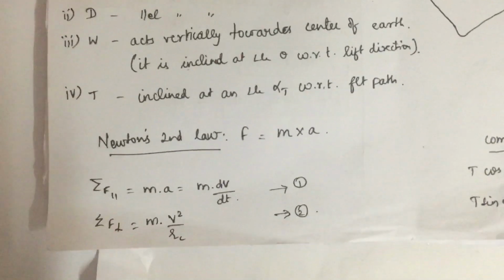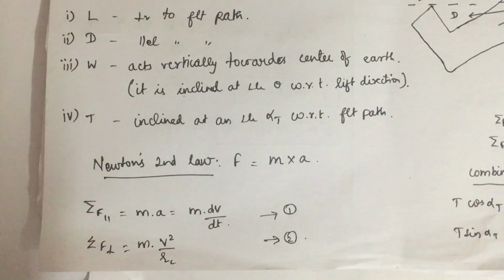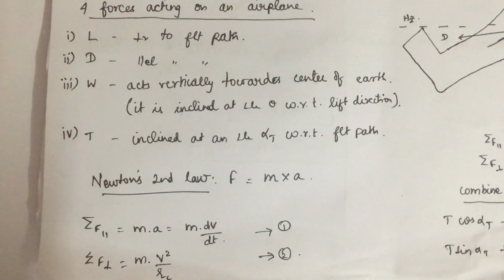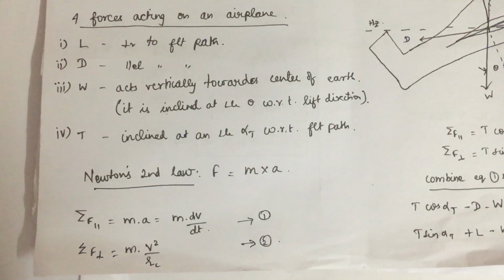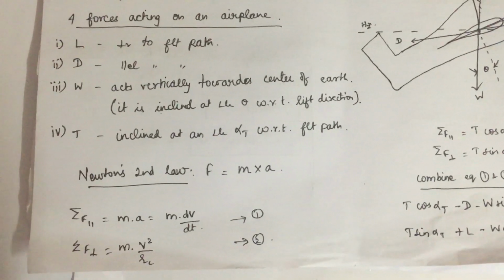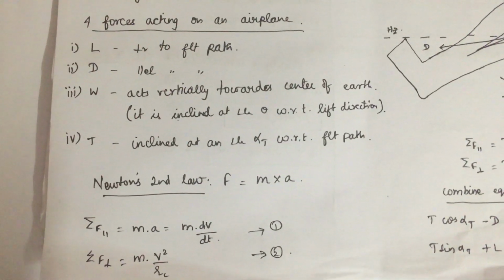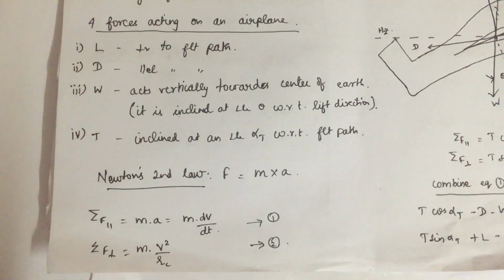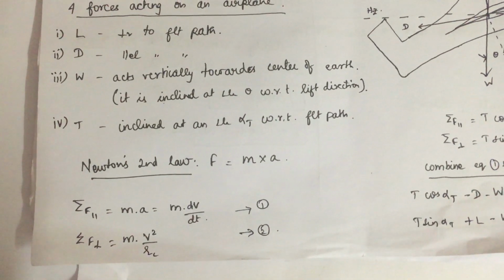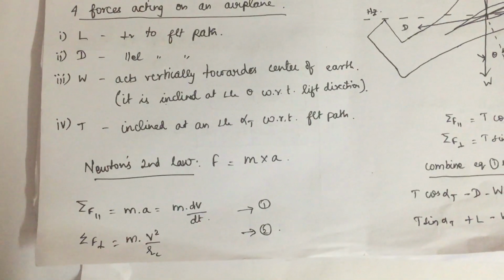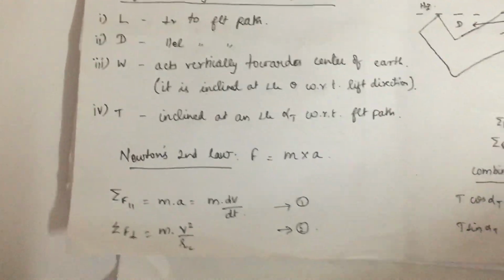Considering only the parallel forces, I'm going to have two equations. Mass into acceleration, where v is the instantaneous velocity, so my equation is m into dv by dt. In terms of the perpendicular direction, it is going to be a curved path. The radius of curvature is taken into consideration, so my equation becomes mass into v square by Rc, where v is your instantaneous velocity and Rc is your radius of curvature.